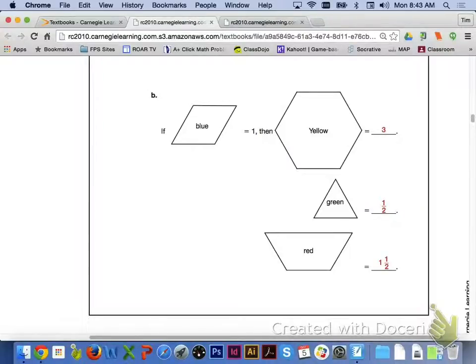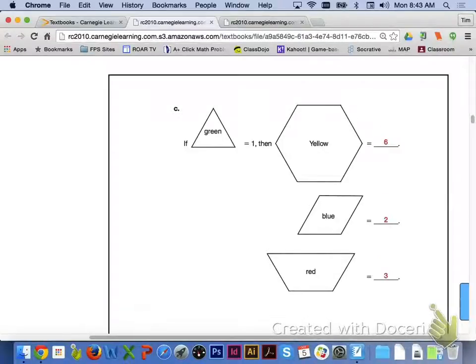For letter B, if a blue rhombus is going to be equal to a whole, then a yellow hexagon will be equal to 3, a green triangle 1/2, and a red trapezoid 1.5. For letter C, if a green triangle is equal to 1 whole, then a yellow hexagon will be equal to 6, a blue rhombus will be equal to 2, and a red trapezoid equal to 3.